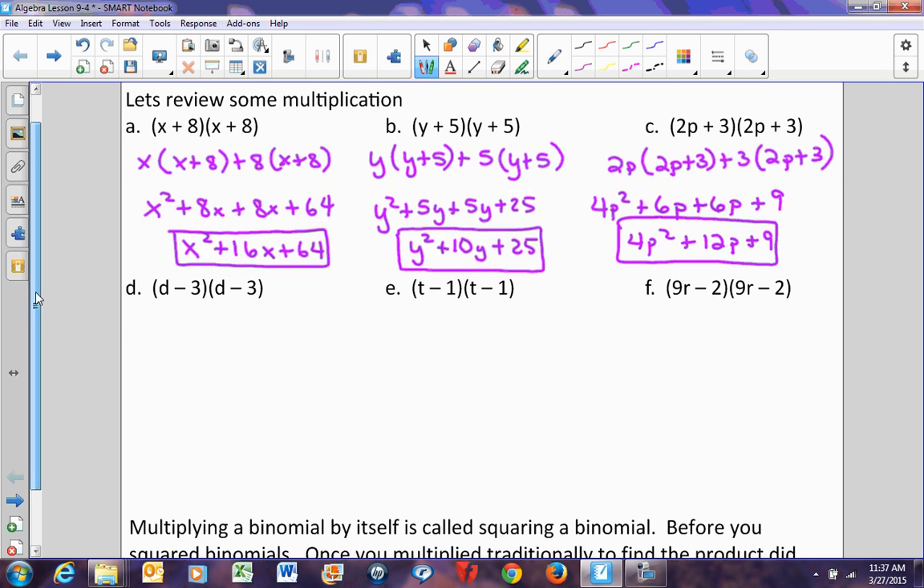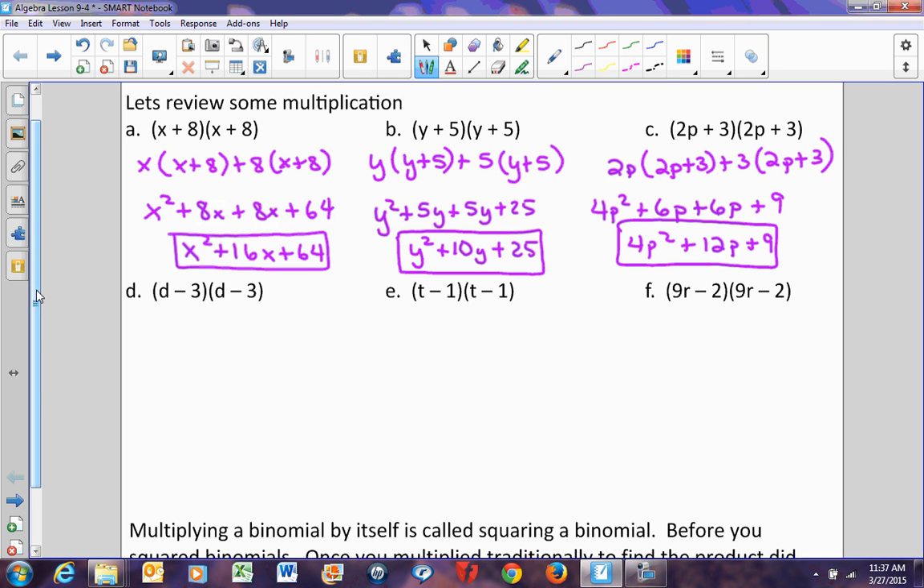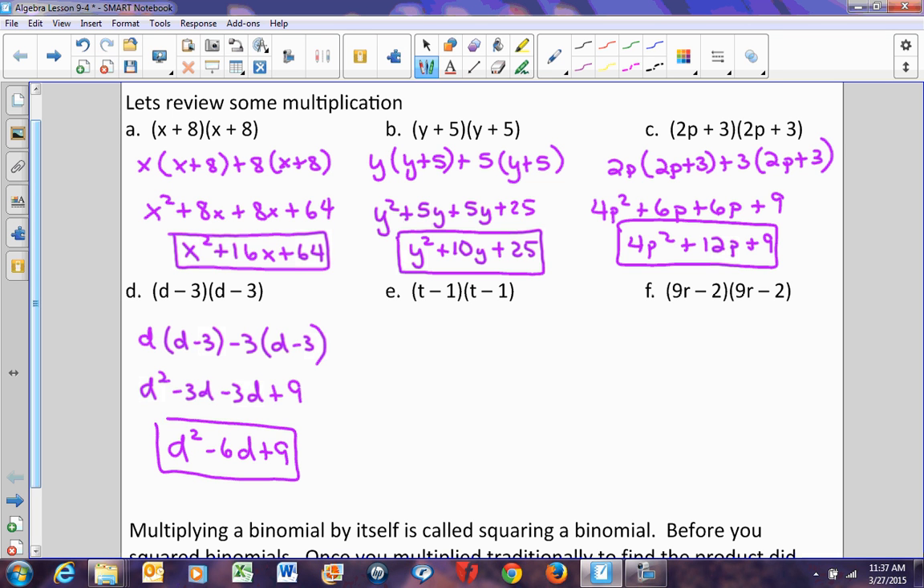Now let's look at some with subtraction. We do d minus 3 times d minus 3, we're going to have d times d minus 3, minus 3 times d minus 3. So that gives us d squared minus 3d minus 3d plus 9, which is d squared minus 6d plus 9. t minus 1 times t minus 1 is t times t minus 1, minus 1 times t minus 1. t squared minus t minus t plus 1, so t squared minus 2t plus 1.